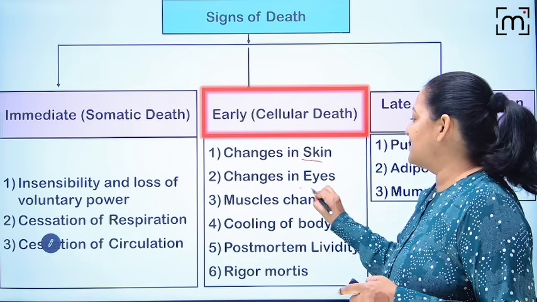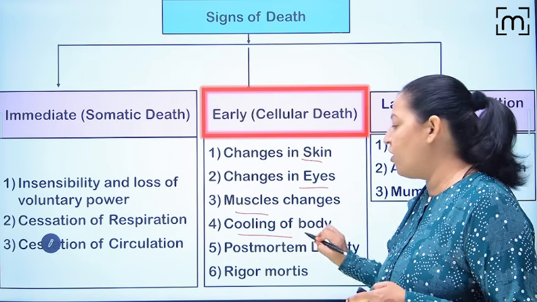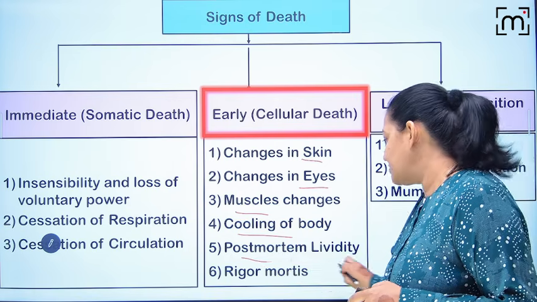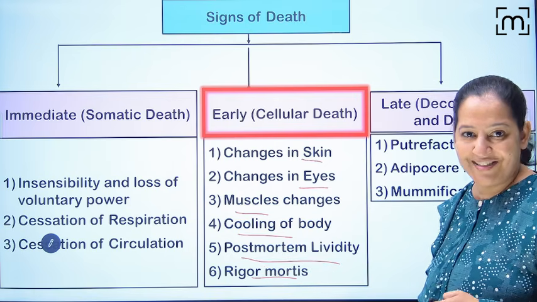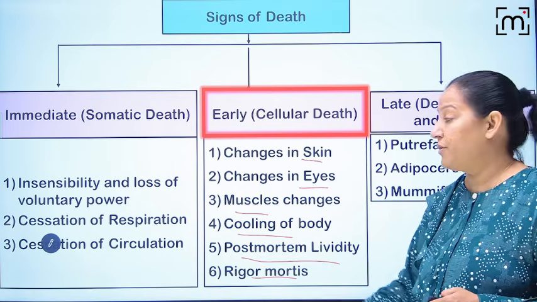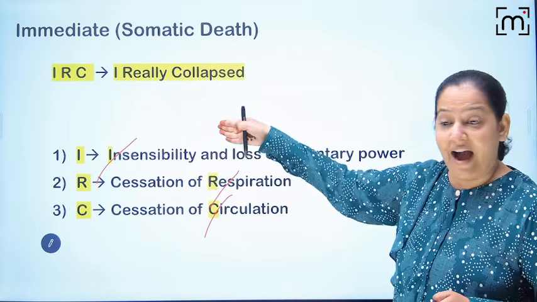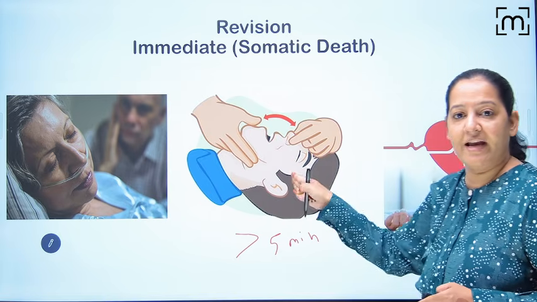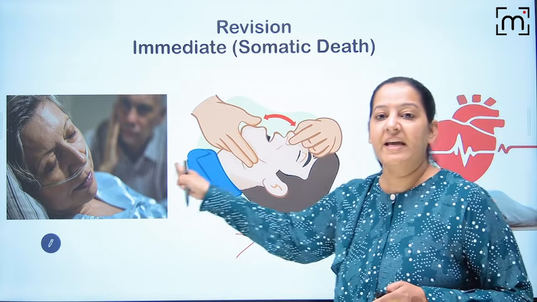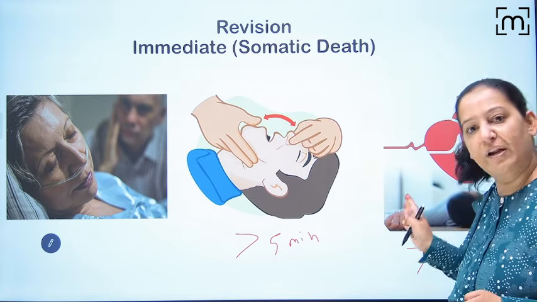Changes in skin, changes in eye, changes in muscle, cooling of body, postmortem lividity and rigor mortis. Yes or no? Yesterday I taught you, na? So again, I taught you a mnemonic here also to learn. The mnemonic here was the IRC, I really collapse: Insensibility, respiration cessation, circulation cessation.